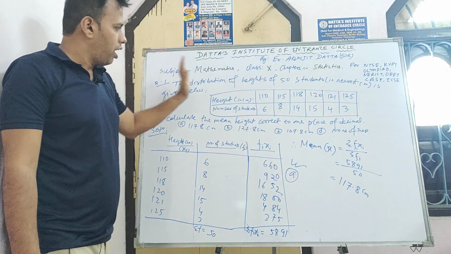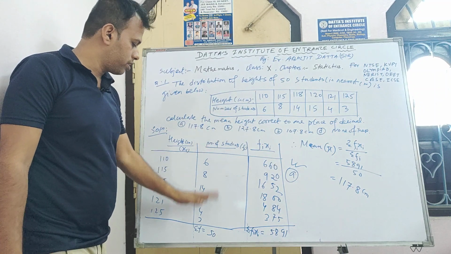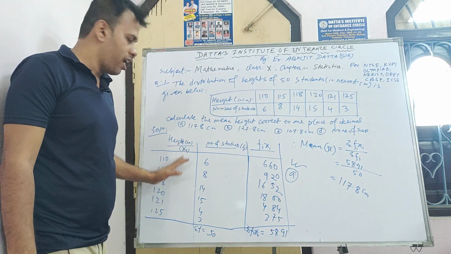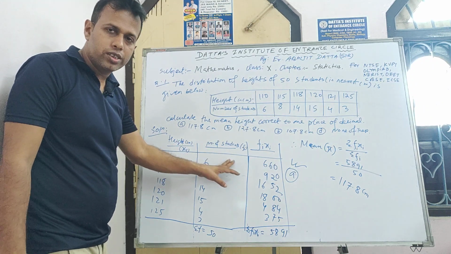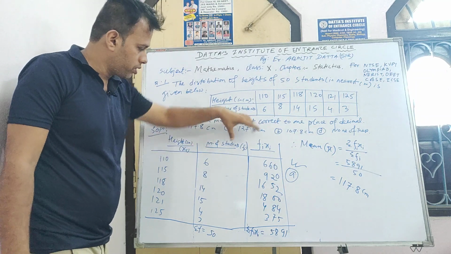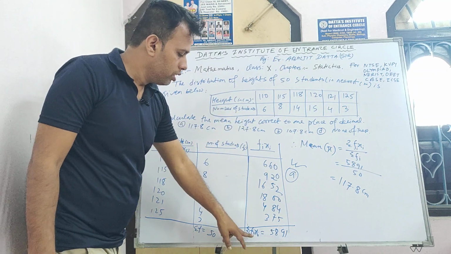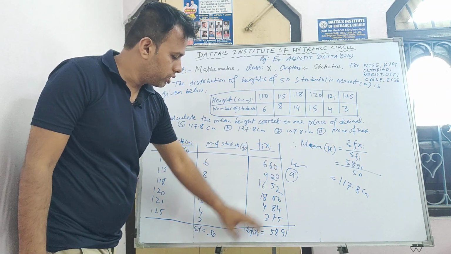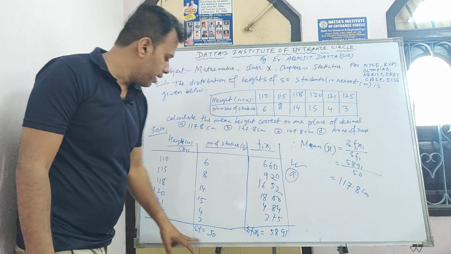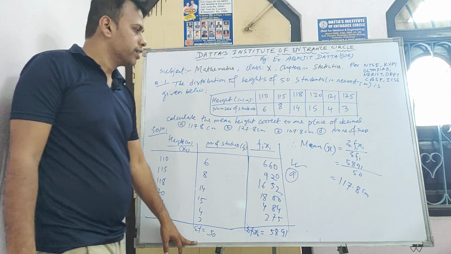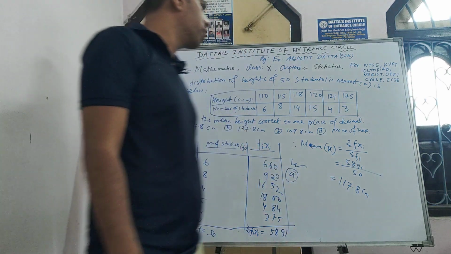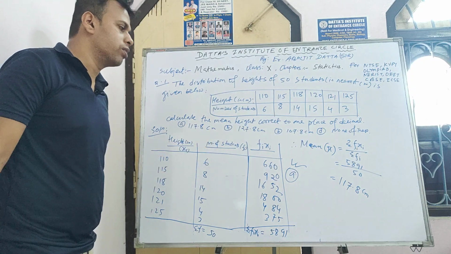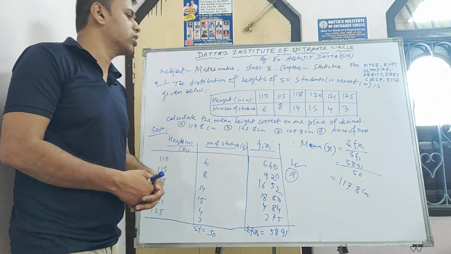So what I'm doing here, I take this part, what is given here, that is height, number of observations, frequency. After that I multiply this by this, and after that I do the sum or total of all this. I find out summation of fx and summation of f. Use the simple formula, mean x bar equal to summation of fx by summation of f, that is 5891 by 50, and after simplification it will be 117.8 centimeters.